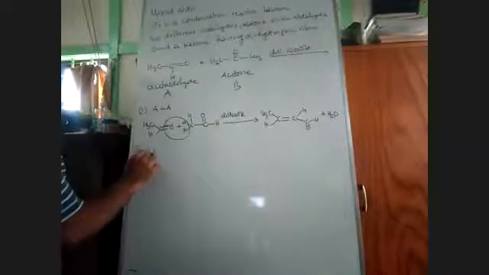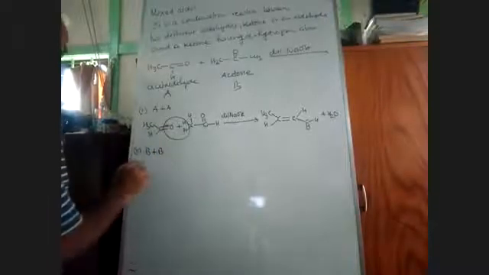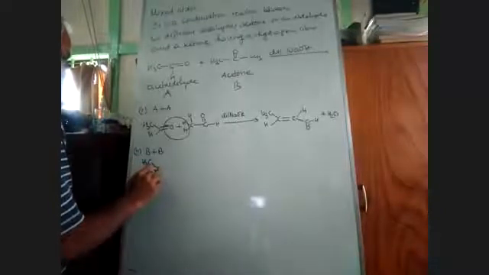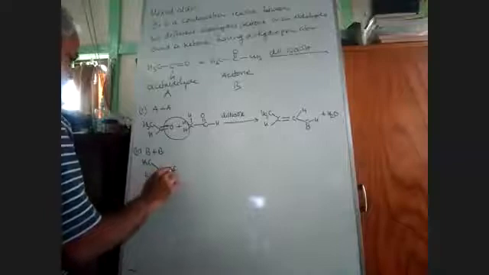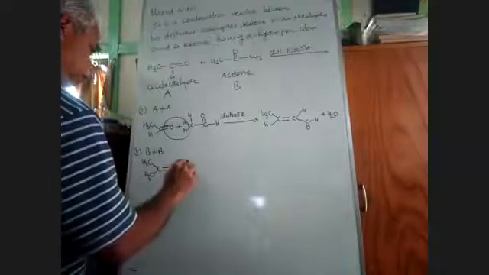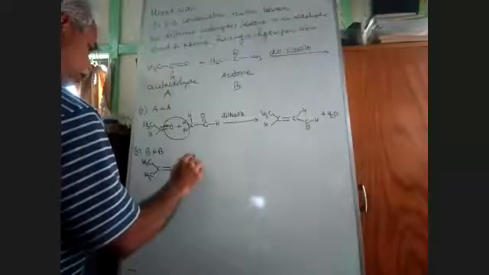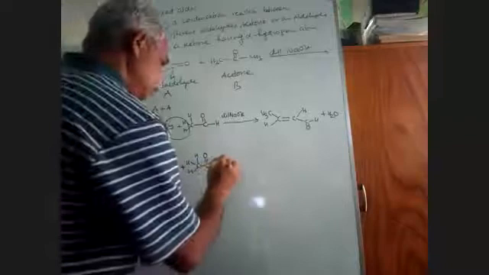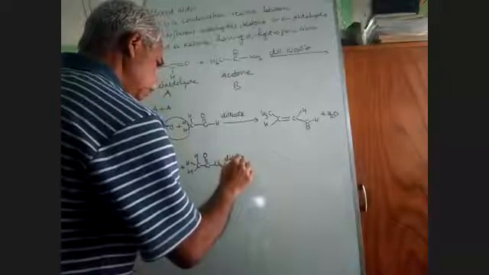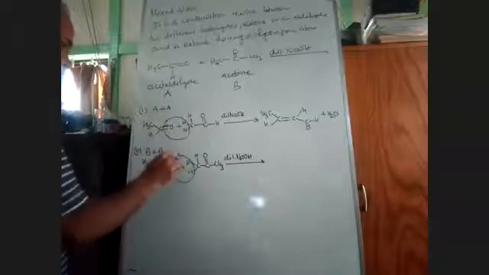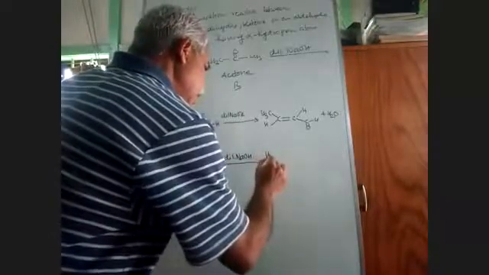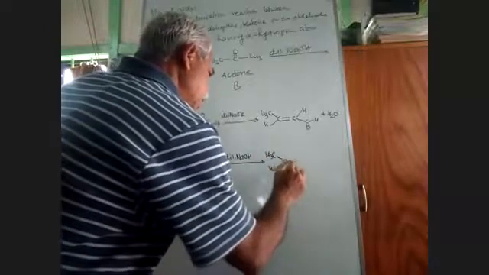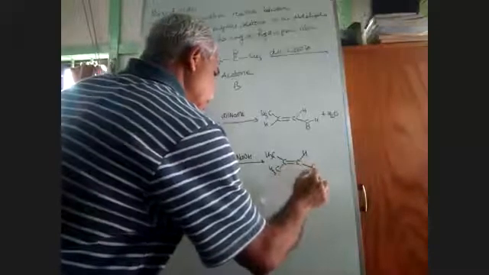2. B plus B. So you'll get here now. You'll get now here C, PhC, Ph, Ph. So these two you know. All right?